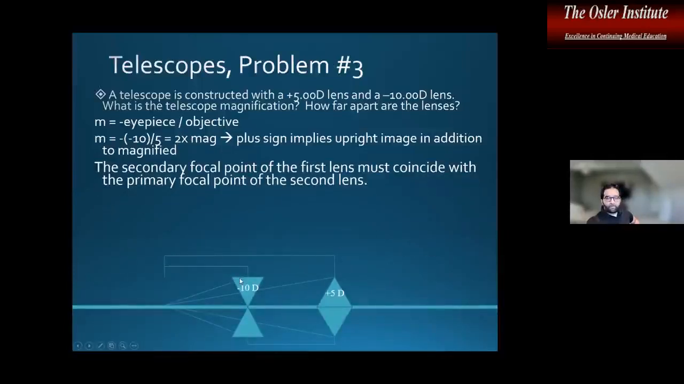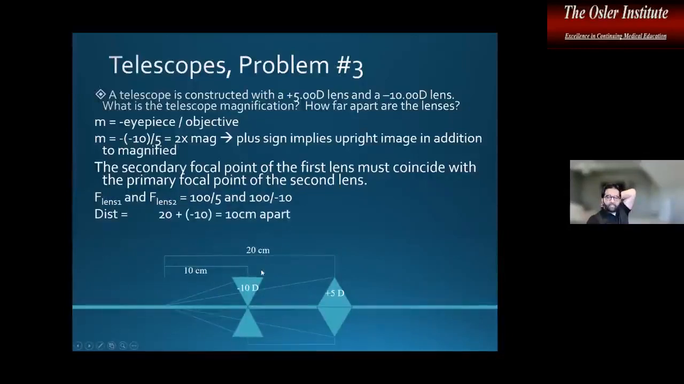Now, the secondary focal point of this first lens, which is over here, must coincide with the primary focal point of the second lens, which is over here. So they want us to know how far apart these two lenses are. So we know the focal points: 100 divided by 5, 100 divided by -10. So here is the focal length of the first lens, 100 divided by 10, which is going to be 10 over here. And 100 divided by 5 is 20 over here. So we want these to line up. In order for them to line up, the distance between these two lenses has to be 10 centimeters apart.